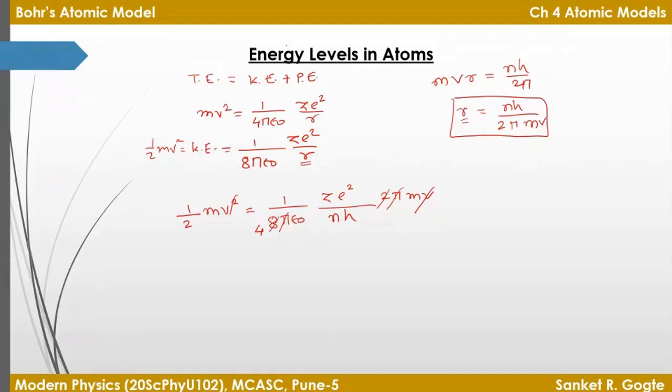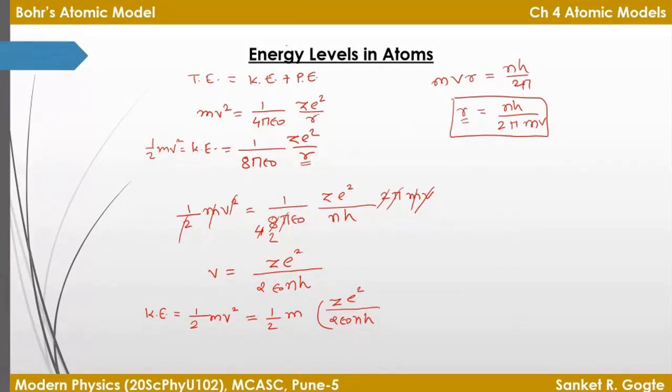So what is v equal to? V is equal to z e square divided by 2 epsilon 0 n h. And now kinetic energy is half mv square, which is equal to half m into v square, where v square is z e square divided by 2 epsilon 0 n h, whole square. So instead of v here, I am replacing it with the right hand side of this relation.